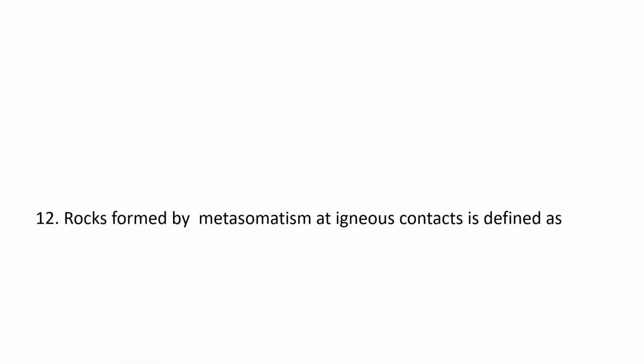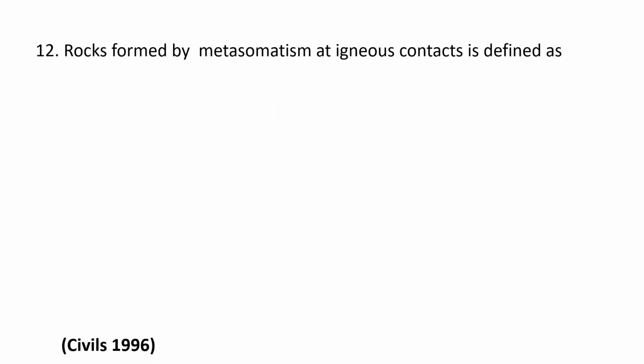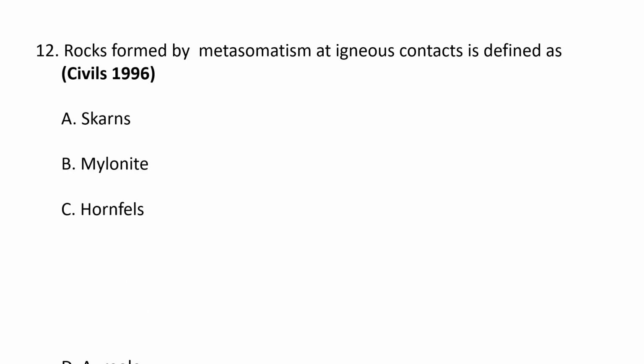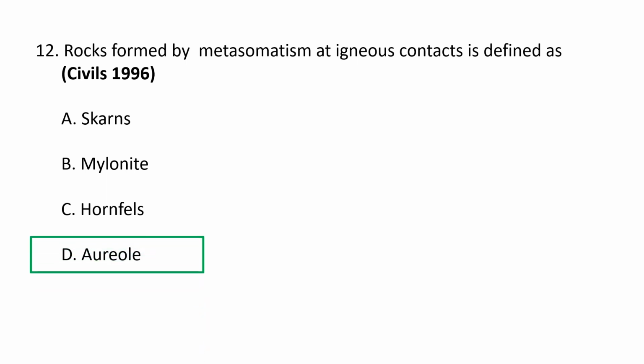Isograd is a line that demarcates two different metamorphic zones in a particular rock type and represents the intersection of the ground surface with the pressure or temperature of univariant equilibrium of a chemical reaction. Next question. Rocks formed by metasomatism at igneous contacts are defined as A. Skarn, B. Mylonite, C. Hornfels, D. Aureole. Correct answer is D. Aureole. This is a zone where the rocks are formed by metasomatism at igneous contact. It's a margin at which the rocks formed by metamorphism can be seen.